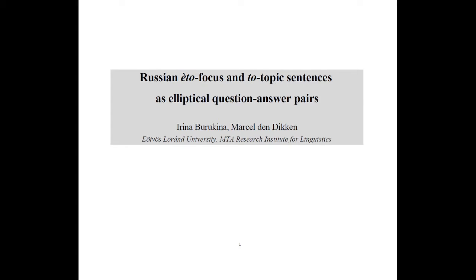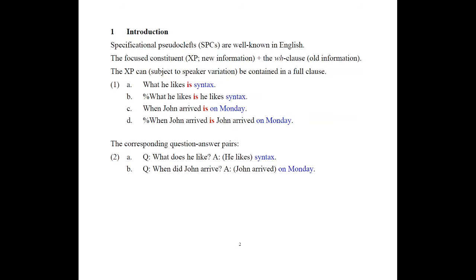In this talk, we would like to discuss Russian eta-focus and topic sentences as elliptical question-answer pairs. First, let us take a look at a couple of examples from English. Specificational pseudoclefts of this question-answer pair type are well known in English. You can see an example in 1a. For instance, we can say, what he likes is syntax.